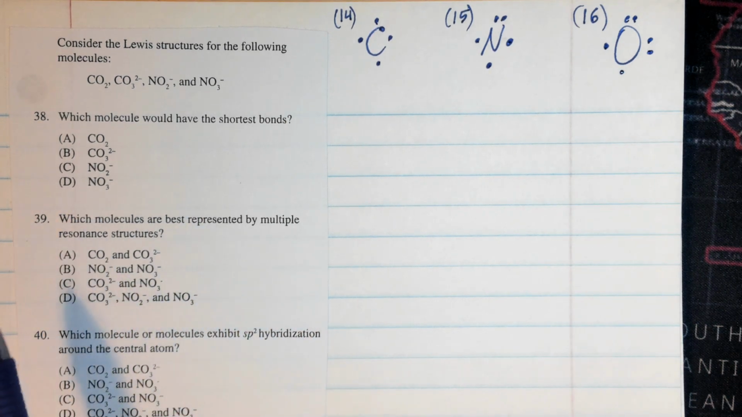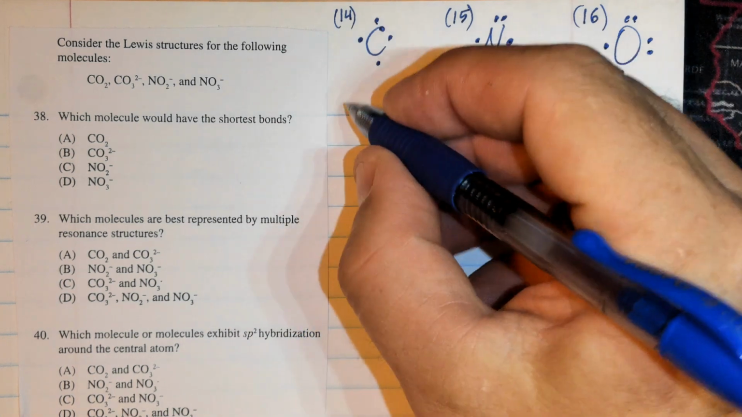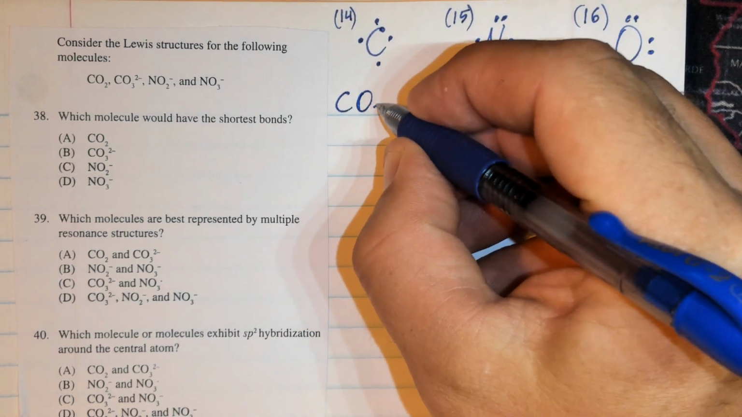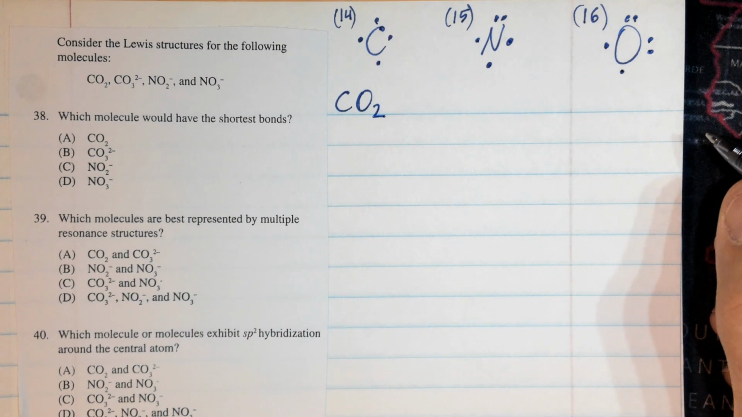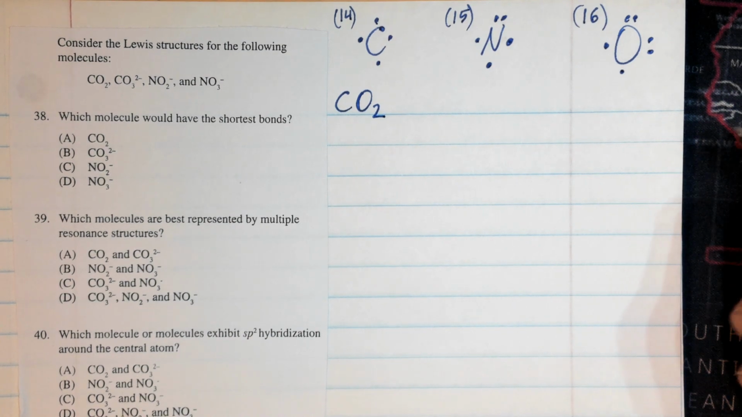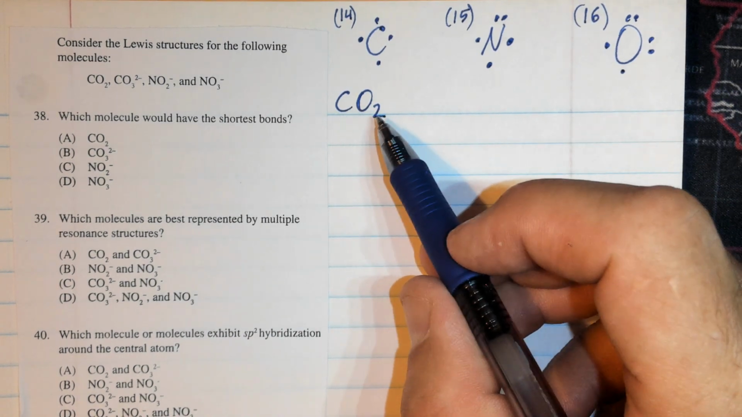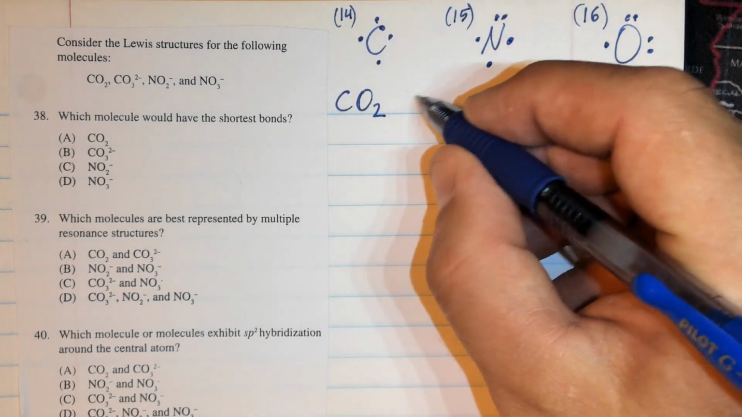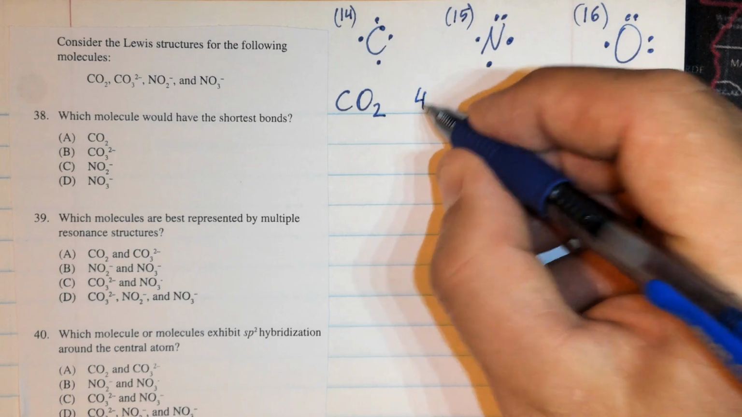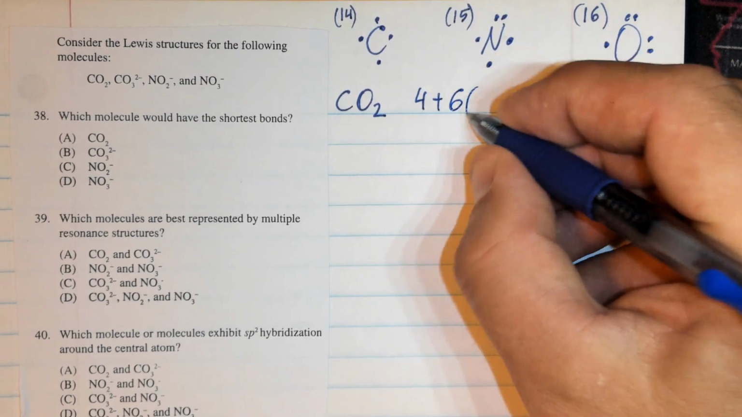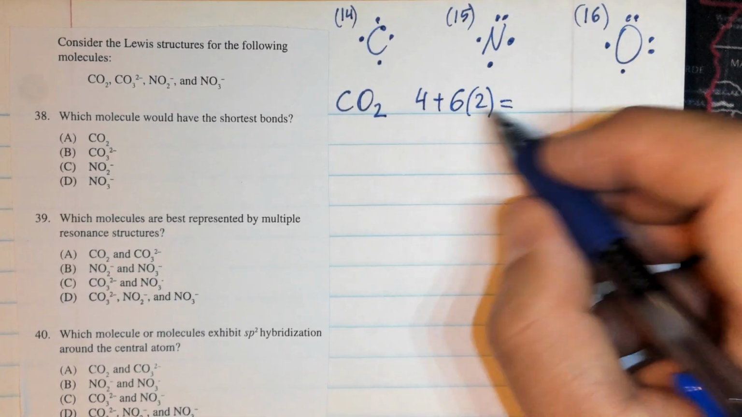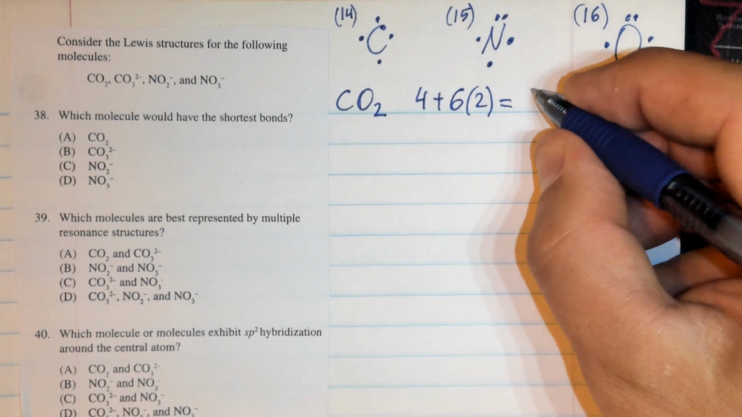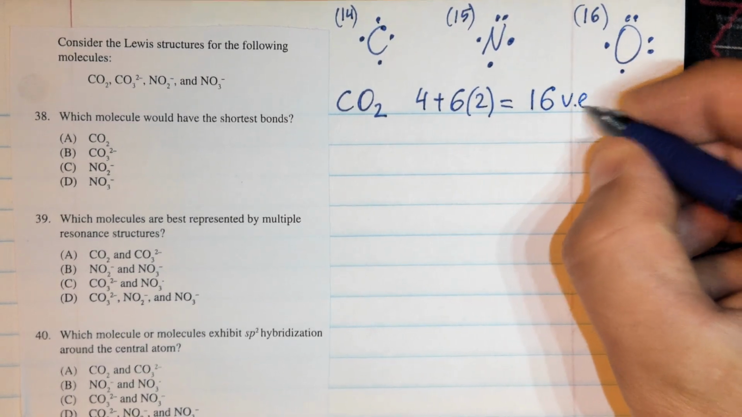Okay, to draw a Lewis structure, we're going to start with CO2. The first thing we want to do is determine the total number of valence electrons in the structure. So CO2 has 1 carbon and 2 oxygens. That means that it's going to have 4 for carbon plus 6 times 2 for oxygen. That's 12 plus 4. That's 16 valence electrons in the structure.